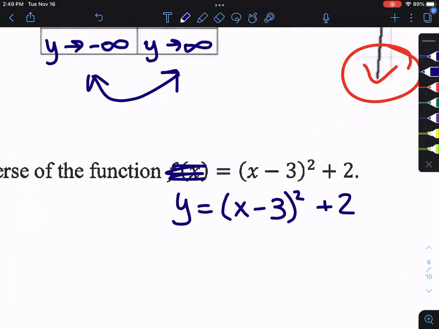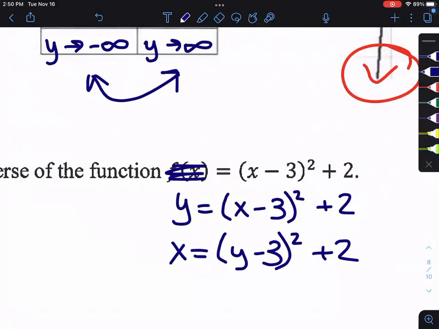Now that we've done that, we want to invert. For step 2, we're going to switch our x's and our y's, just like that. So x became y, y became x. Step 3, we want to solve for y.